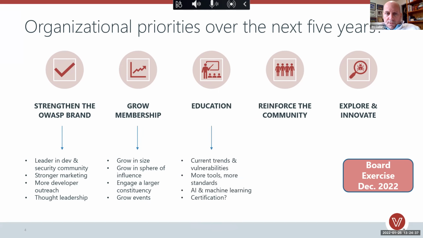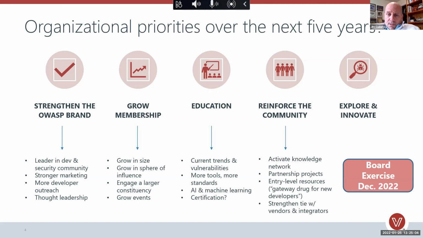Education, you labeled this key, which includes being up to speed and delivering programming associated with current trends and vulnerabilities, more tools, more standards, delivering more on AI and machine learning. And a couple of you brought up the idea: is it long term worthy of looking at the possibility of certification?